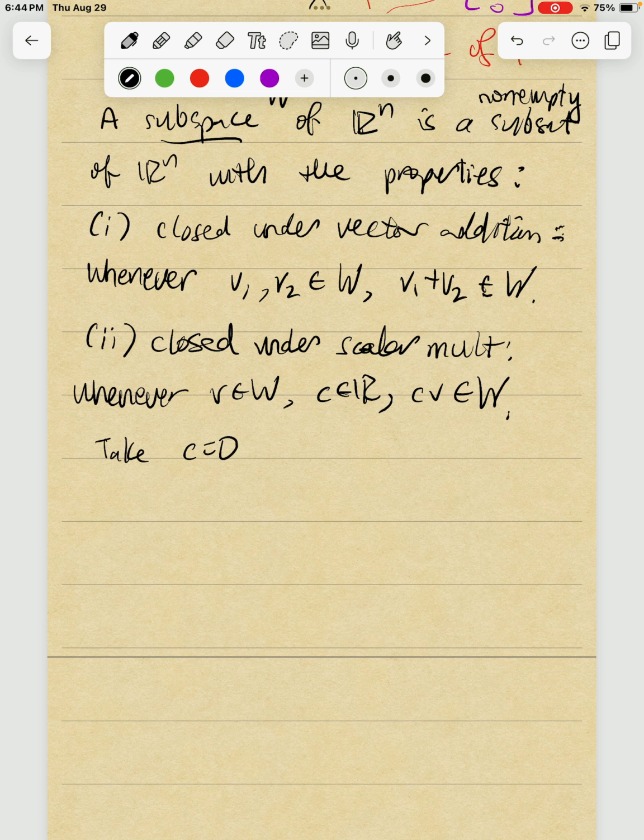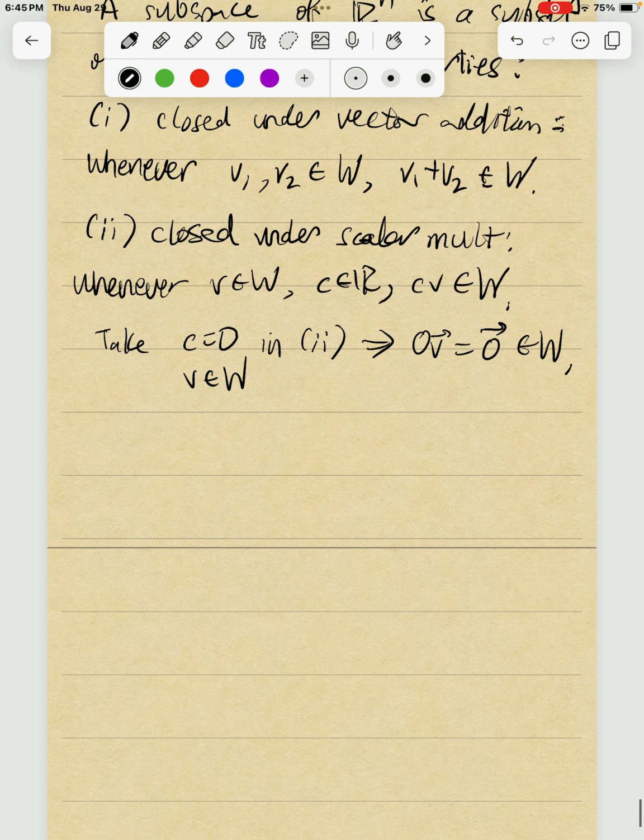So in practice, this implies in particular that if you take C equals 0 in the second condition, then whenever you have a vector V in W, which you do because it's a non-empty subset, any scalar multiple, including 0 times V, is in the subspace. So you take C equals 0 on V in W, you get that 0 times V, which is the 0 vector, is also in W by condition 2, closure under scalar multiplication. So every subspace of Rn has to contain the 0 vector.